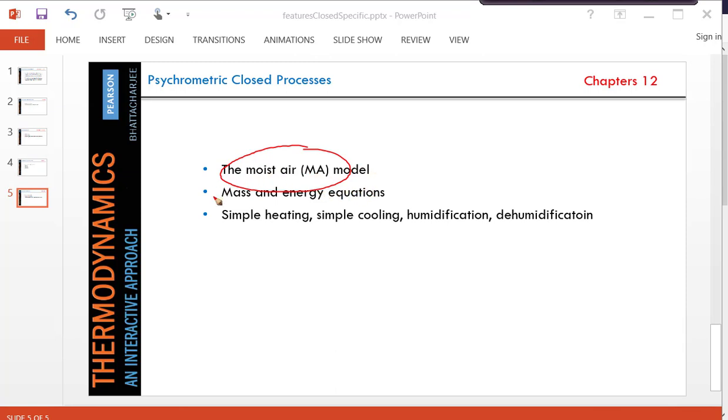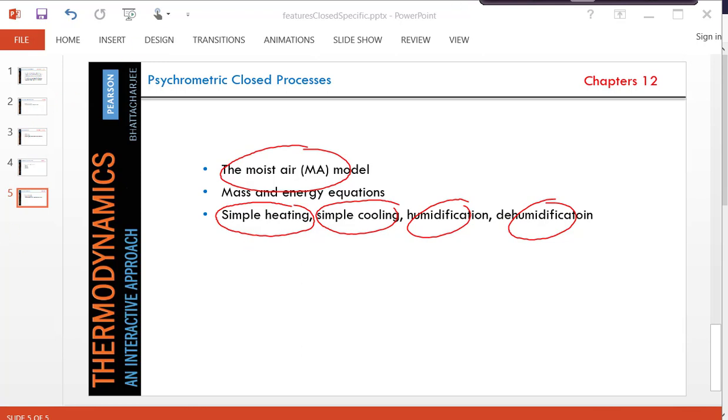and talk about mass and energy equations for closed processes, such as simple heating, where you're heating a closed volume of moist air and there is no water involved. Simple cooling is the same thing, but there's no condensation, or humidification and dehumidification, where water may condense out. But these are challenging problems because we are talking about a closed system.